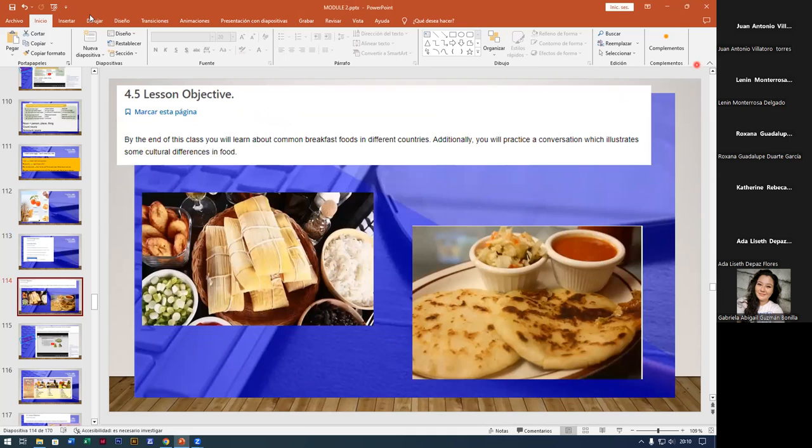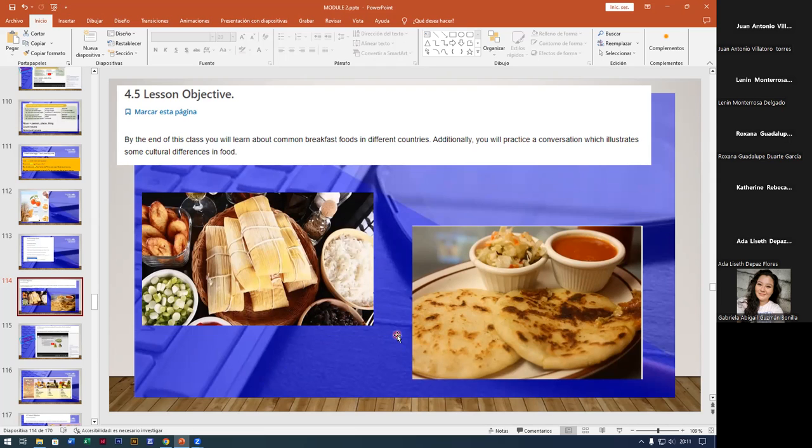Now let's see with our next form that it says, by the end of this class, you will learn about common breakfast foods in different countries. Additionally, you will practice a conversation which illustrates some cultural differences in food. For example, we need to identify what type of food we can eat in different countries. Like in this one, we have corn tamales. We also have some plantains, fried plantains. We have rice, we have beans. We have the delicious pupusas.